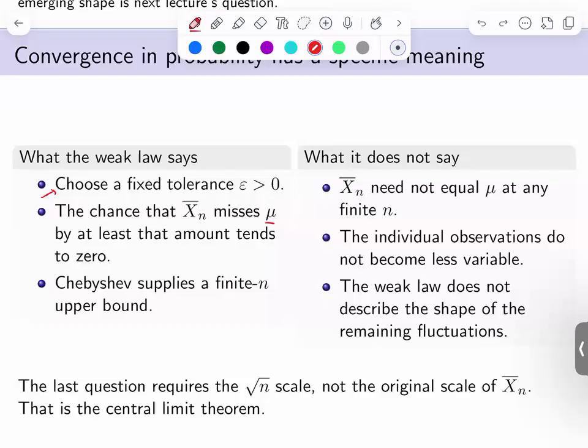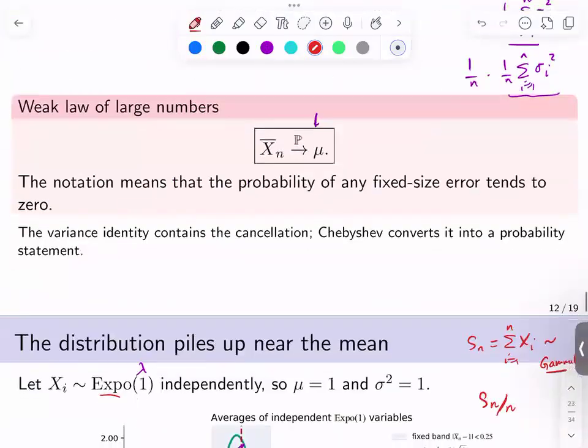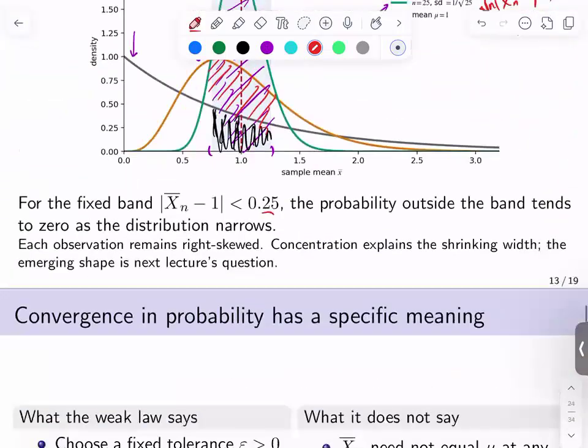It doesn't say that X bar n is equal to mu. It doesn't say what happens to individual observations; the individual Xi's are not getting less variable. And technically, the weak law doesn't tell you about a particular trajectory, so what happens for one sample. There's a strong law of large numbers that shows this converges for almost all possible outcomes.